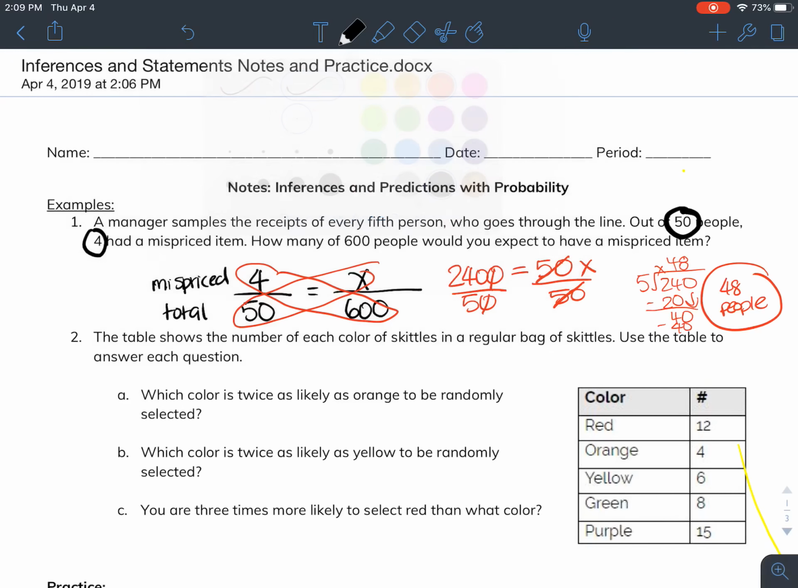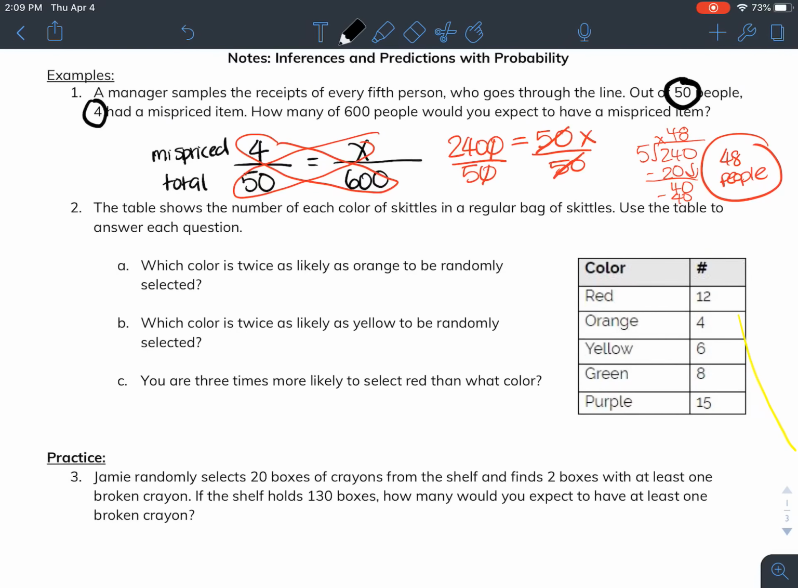Next question, it says, the table shows the number of each color of Skittles in a regular bag of Skittles. Use the table to answer each question. A, which color is twice as likely as orange to be randomly selected? So we know that there are 4 that are orange. And we need to see which color would be twice as likely. Well, twice as likely would just be times 2. So we know that 4 times 2 is 8, and the only one that has 8 would be green. So that would be green.